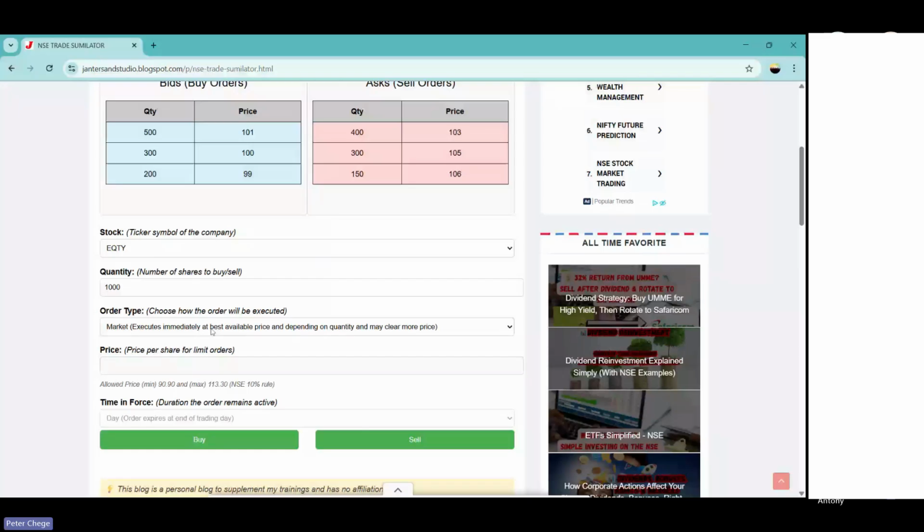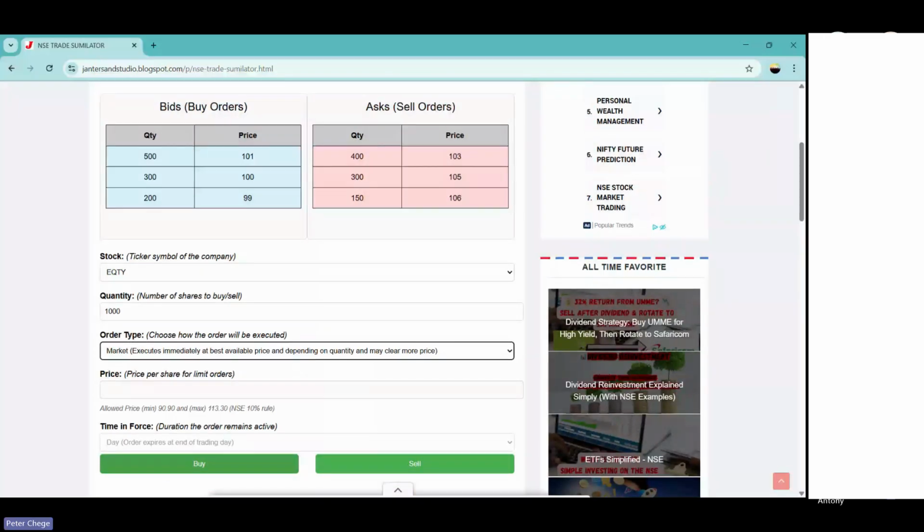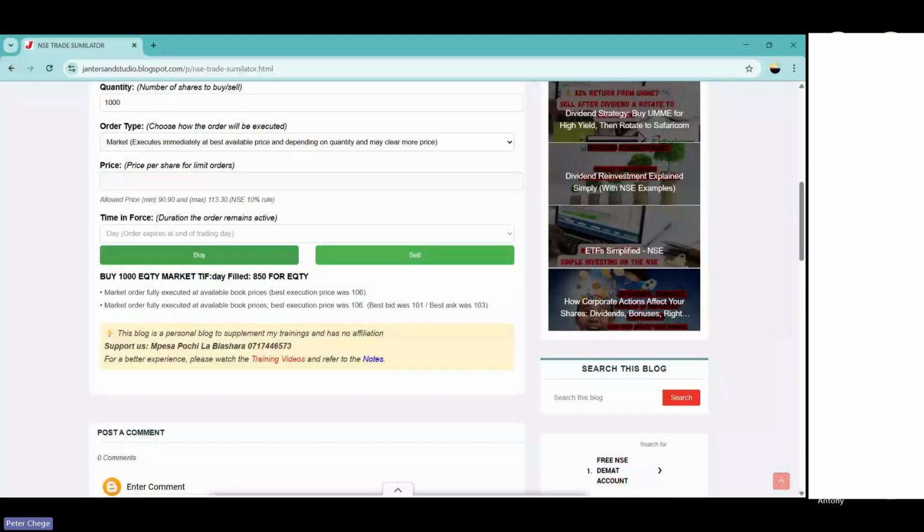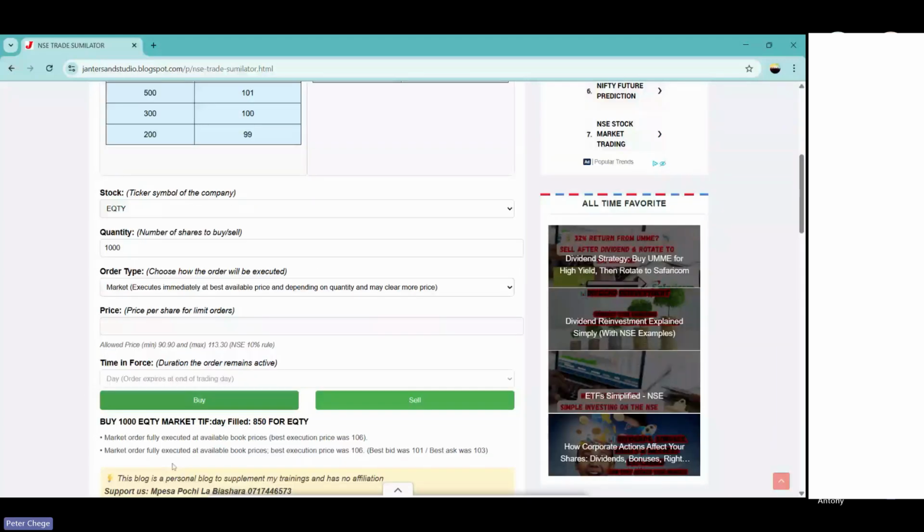It doesn't allow you to put a price because you are submitting to the market. If I click buy, I want you to take note of the 400, what will happen on the ask side. And I'm buying 1,000. We see whether I can clear everything. So if I click, it clears everything. That is the risky nature of market orders. If you go down there, it explains everything. Market order fully executed at available book price. And you can see the best price because I've cleared everything. That is the risky nature of market orders.